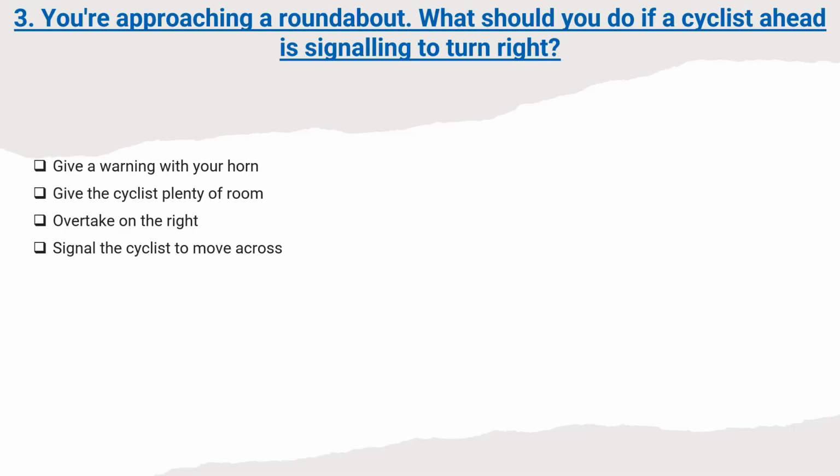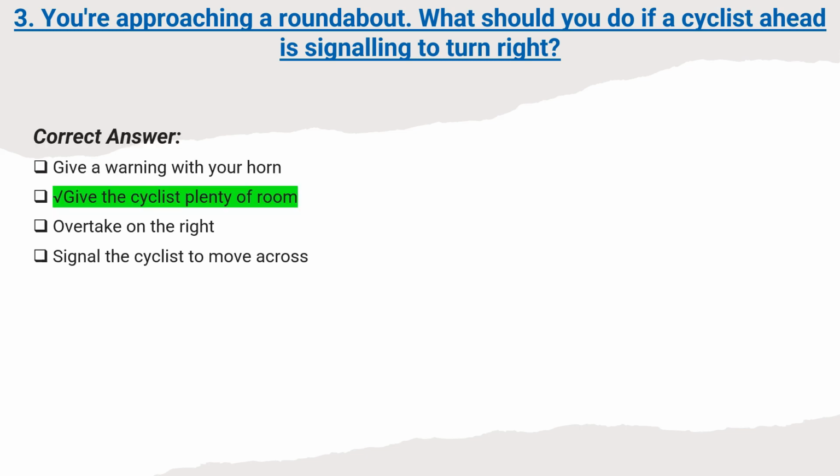3. You're approaching a roundabout. What should you do if a cyclist ahead is signaling to turn right? Give a warning with your horn. Give the cyclist plenty of room. Overtake on the right. Signal the cyclist to move across. Correct answer: give the cyclist plenty of room.